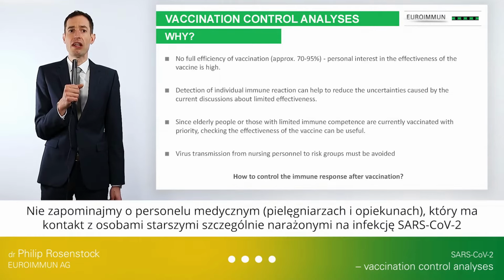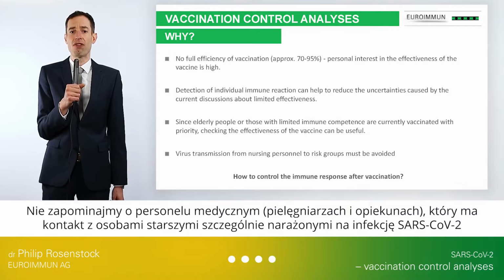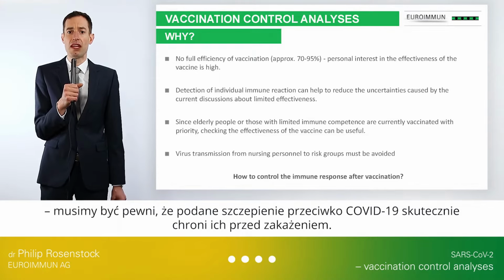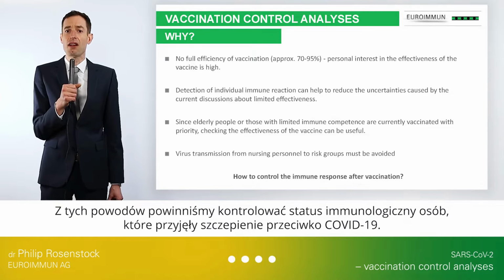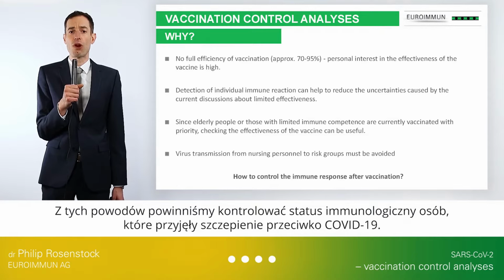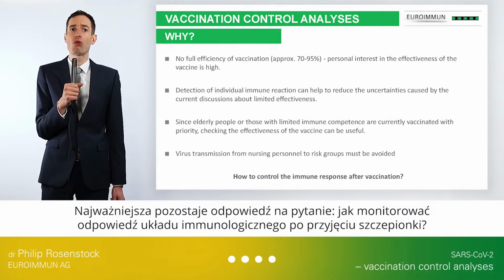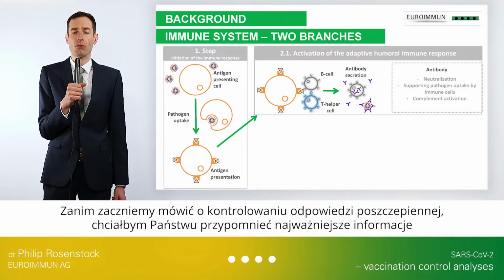And last but not least, we have the nursing personnel that gets in touch with patients that are at risk to develop an infection. And of course, in this nursing personnel, we need to be sure that the vaccine worked efficiently. So that underlines that we of course need to have an immune status control after vaccination. But the central question now is how to control the immune system after vaccination.